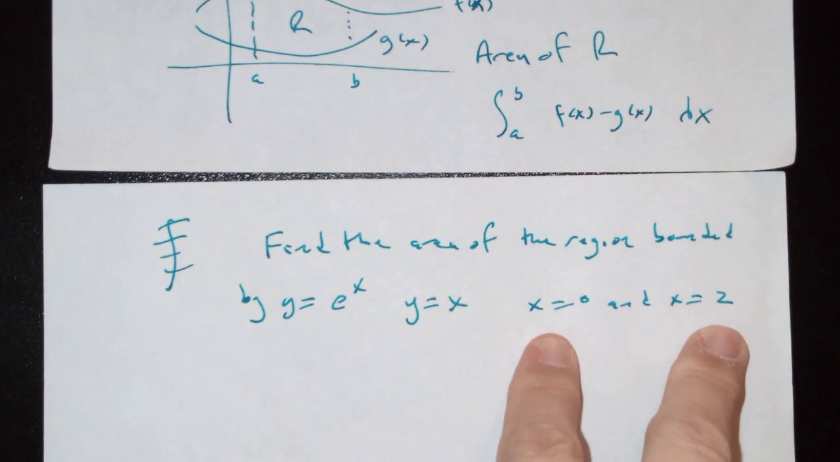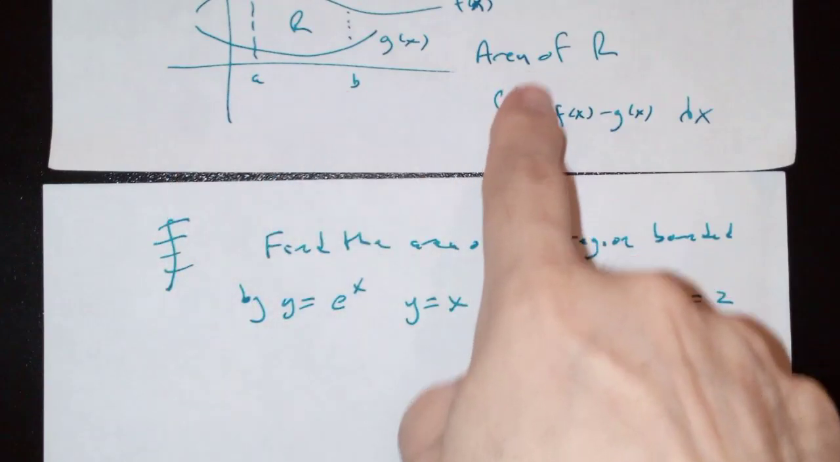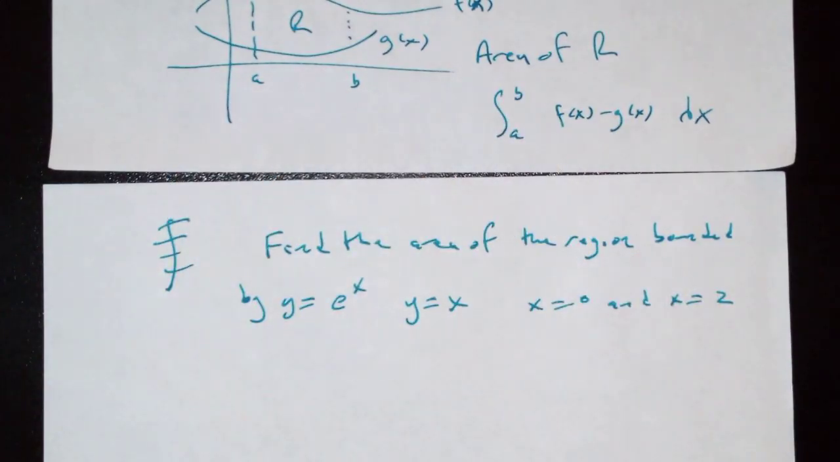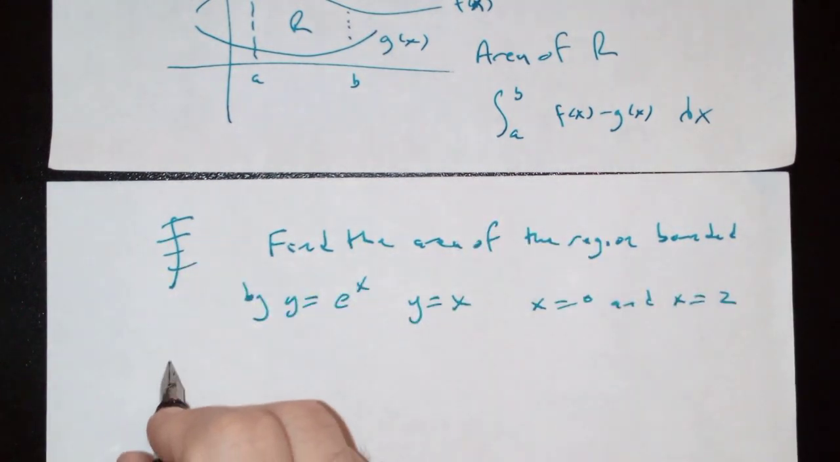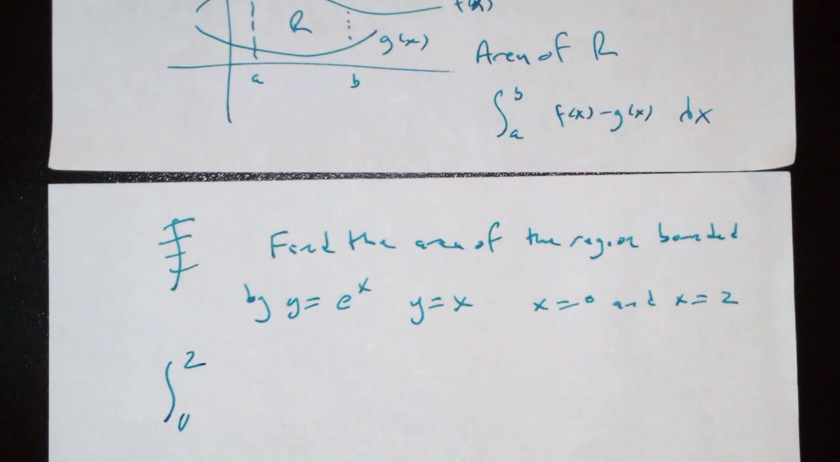Since these are the vertical lines, that's going to be a left edge and a right edge. Up here, the left and the right edge give me the limits of my integral. So I know right away to start that in order to compute this area, I'm going to do an integral from 0 to 2. Now I just need to know which curve is on top, which curve is on the bottom. So I can set up f and g as I've written them up there.